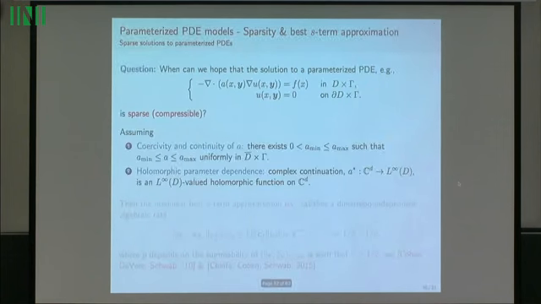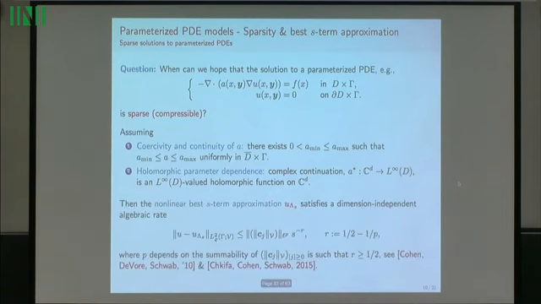Well, assuming some very common assumptions in the parameterized PDE community, that is coercivity and continuity of the coefficient A and holomorphic parameter dependence, we can show, and in fact, Professor DeVore's previous paper shows, that you can get an algebraic dimension-independent rate of the form of the sum of these coefficients in LP, s to the minus r, where r is 1/2 minus 1 over p, and p depends on the summability of these coefficients in energy norms, and such that r is greater than or equal to 1/2.